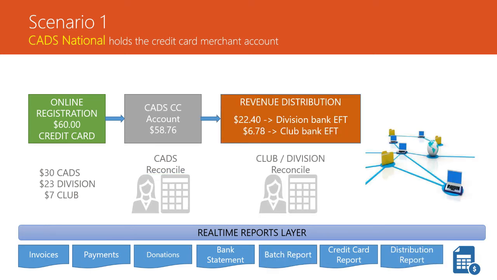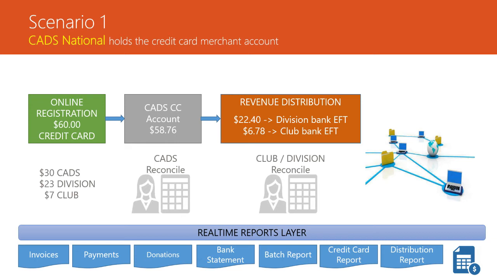When she's happy that all the money has settled properly and the CADS account is balanced, she will then run a revenue distribution job. And at the end of the day, we may end up just running this automatically, so it runs every Friday or something like that. But we'll see how that goes.